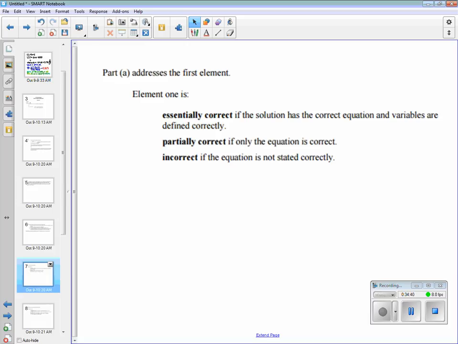Did you do that right? If you forgot the context, it's a P. Partially correct if you wrote the equation without context. Are we okay with E's, P's, and I's? Who has what? All right.